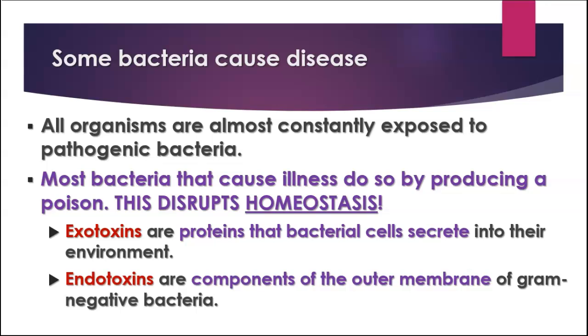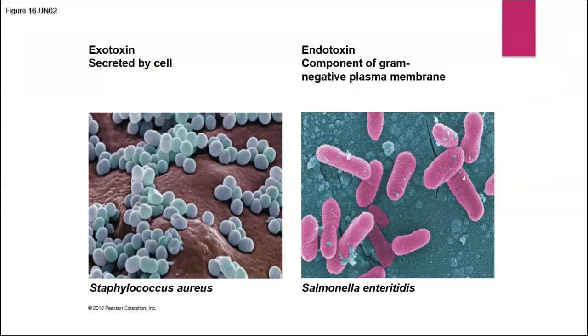Exotoxins are proteins that the bacteria can secrete into their environment. If you've ever had food poisoning, for instance, that's usually due to an exotoxin that is released by the bacteria that are growing in the food. Endotoxins are parts of the outer membrane of gram-negative bacteria, and those are things that can make you really, really sick when you get an infection with one of those kinds of bacteria. And so we have various ways to treat those kinds of things.